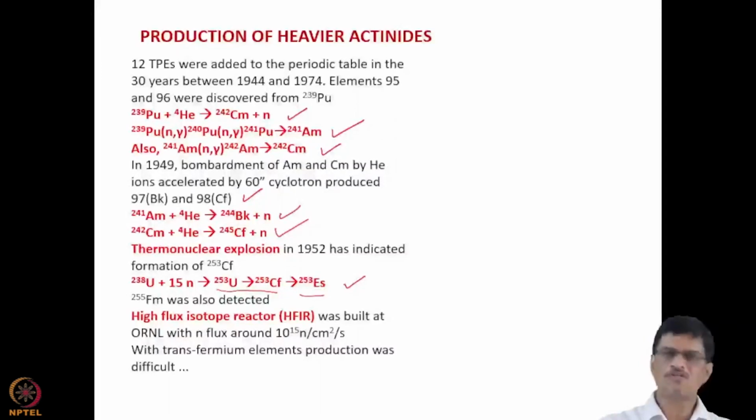Fermium-255 also was detected in this thermonuclear explosion, and subsequently at ORNL, the High Flux Isotope Reactor, that is HFIR, was built with a neutron flux of around 10 to the power 15 neutrons per centimeter square per second. A lot of the heavier actinides were synthesized using this reactor. However, the synthesis of transfermium elements was not possible this way, and they were subsequently produced by nuclear reactions, with some fusion reactions, which we'll be discussing subsequently.